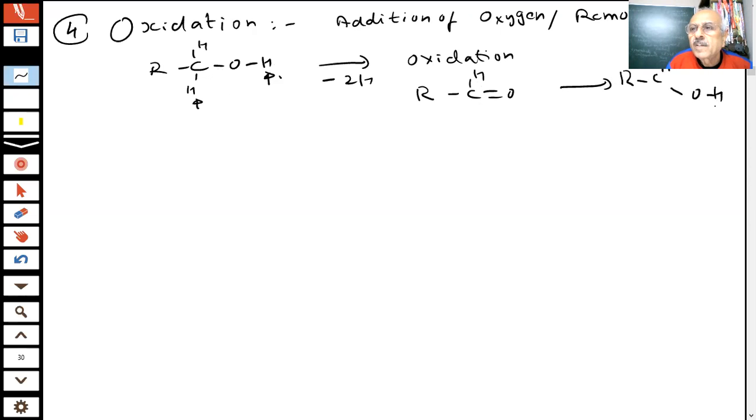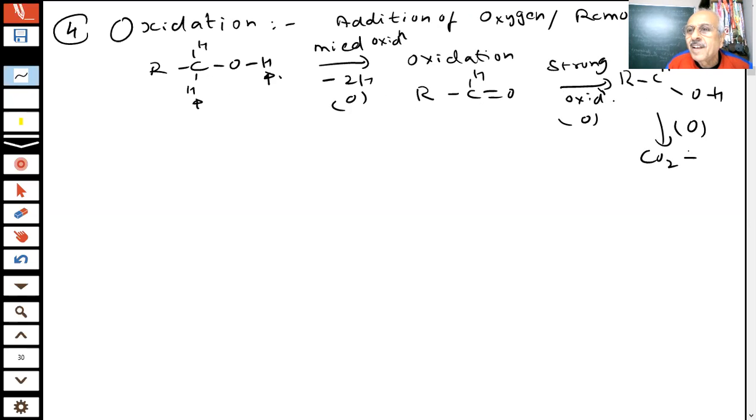Something like this. This is an oxidation. I say, okay, this is a mild oxidation. And this I say is a strong oxidation. Strong oxidation. Further, one step more: carboxylic acid. And further, if I say, okay, more oxidation, then what happens? Carbon dioxide. And what do you get? Water and all that. Last stage of anything, you burn.